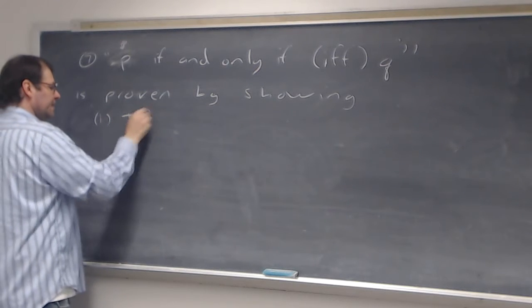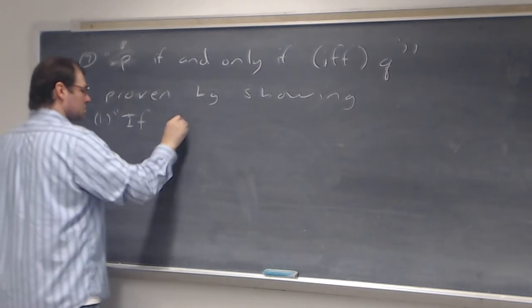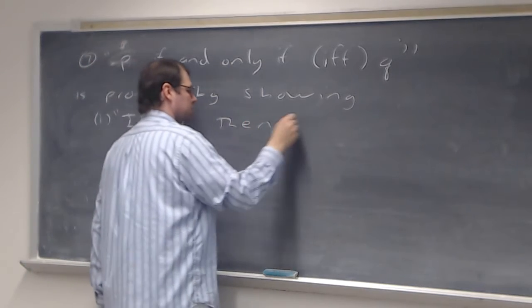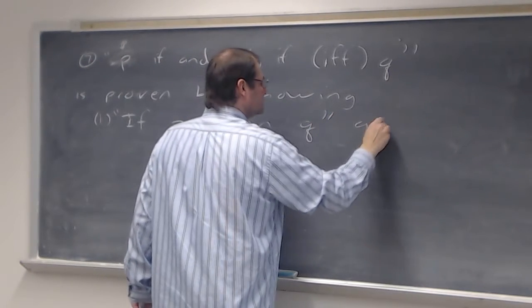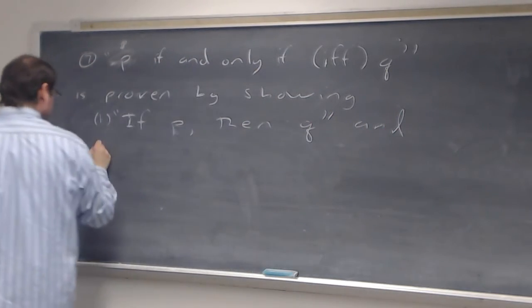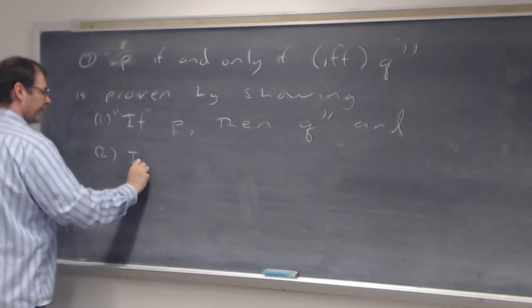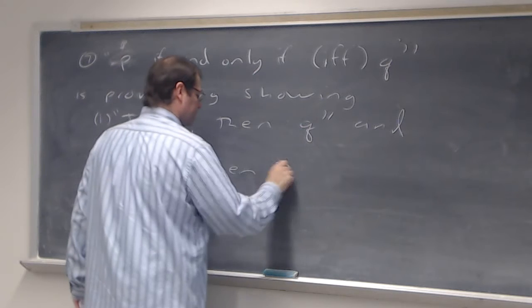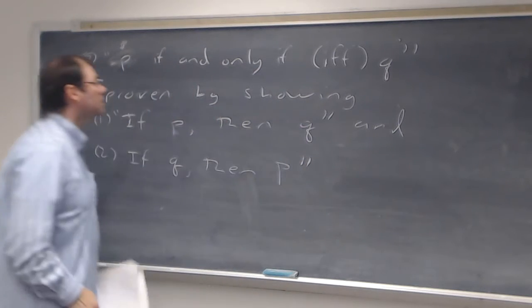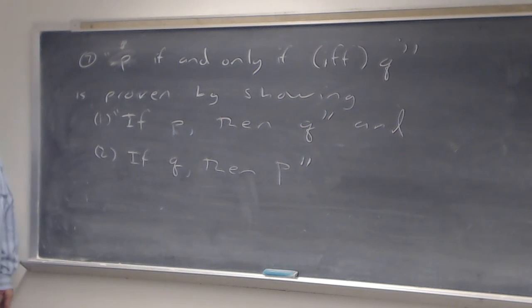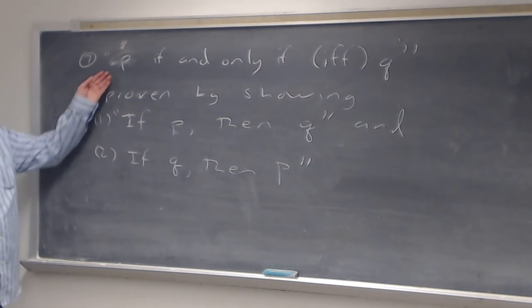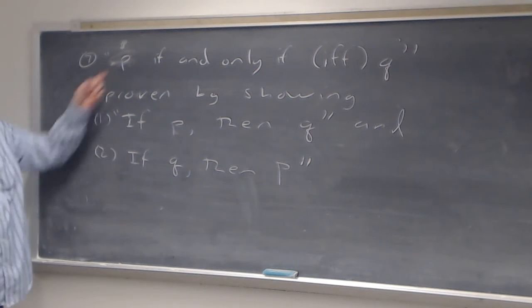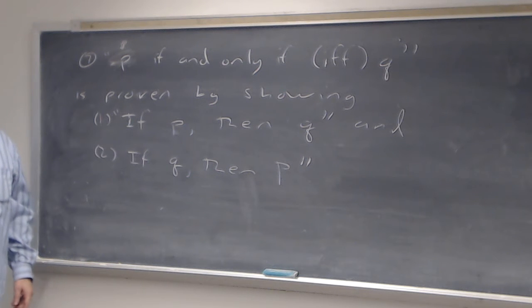One, if P, then Q, and two, if Q, then P. So P if and only if Q is really two if-then statements. It means if P happened, Q happened, and if Q happened, P happened. That means P and Q are equivalent in some sense.